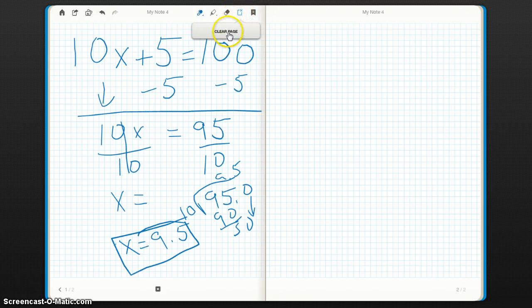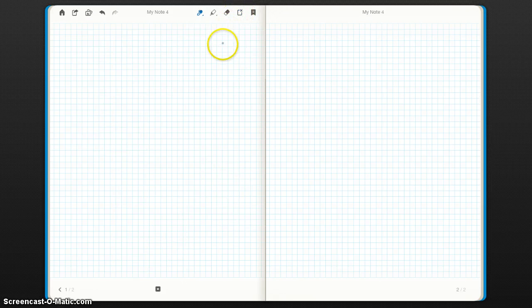Now imagine you're one of those students who are first learning algebra, or you're a student with disabilities and you're learning algebra for the first time, and you go home and you're looking at your work page and it says 10x plus 5 is equal to 100, and you have no idea. You do not know what to do.